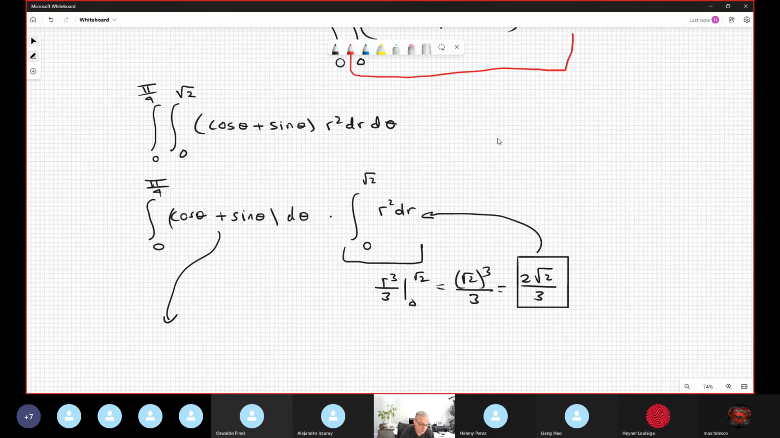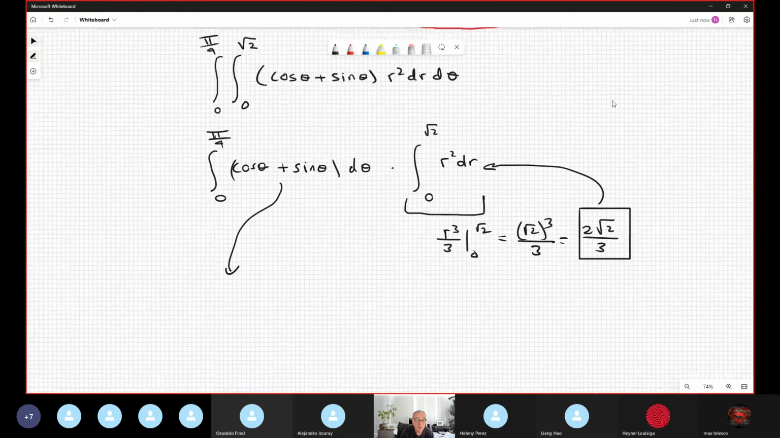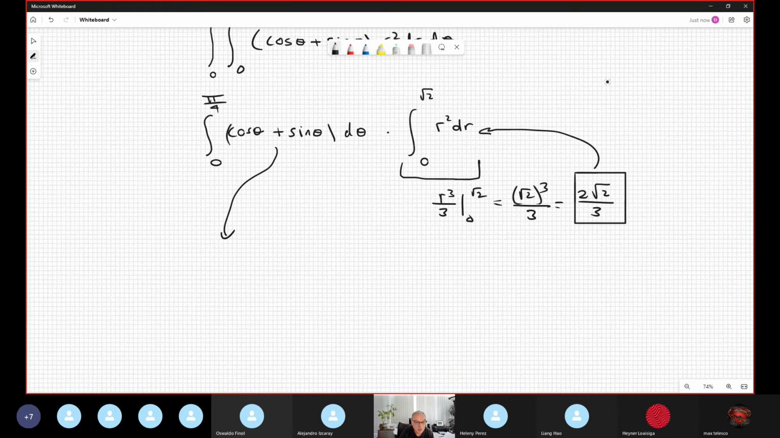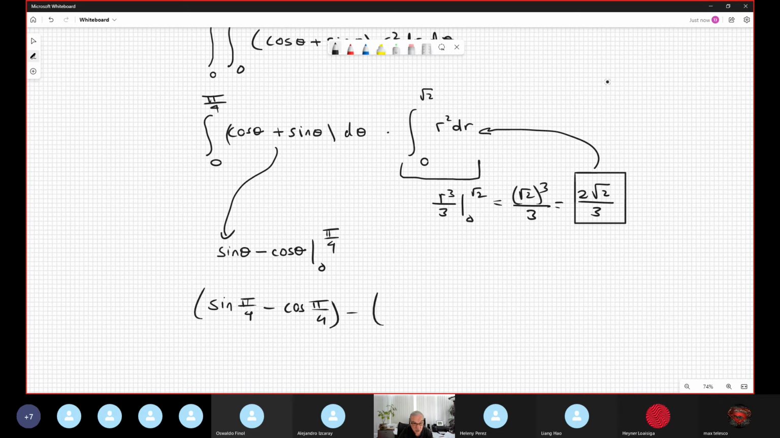The answer for that piece is relatively easy because the antiderivative of cosine is sine, but the antiderivative of sine is minus cosine, evaluating between 0 and pi over 4. Let's do it. Sine pi over 4 minus cosine pi over 4, minus sine 0 minus cosine 0. Okay, that part is 0.